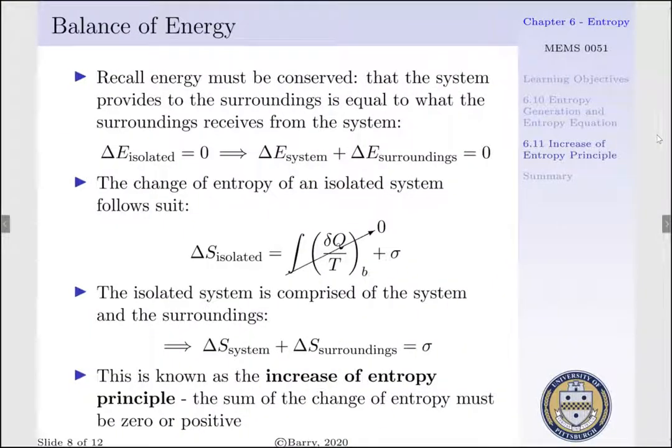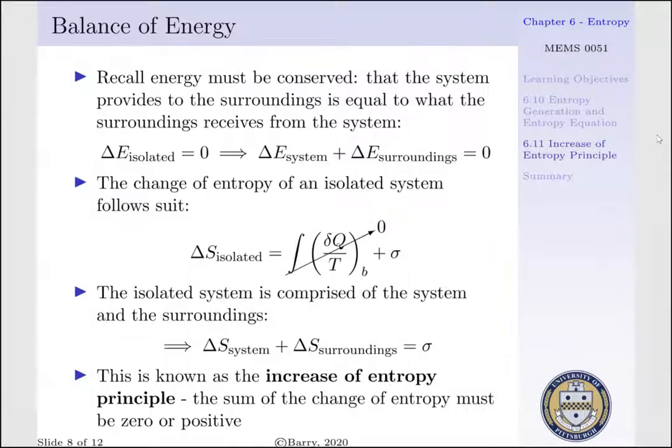Now, recall, energy must be conserved. That is, whatever energy the system provides to the surroundings has to be equal to what the surroundings receives from the system. That is, we can say the change of energy for an isolated system is equal to 0. Or the change of energy of our system plus the change of energy of our surroundings is equal to 0. As our system rejects energy, our surroundings are going to pick up energy.